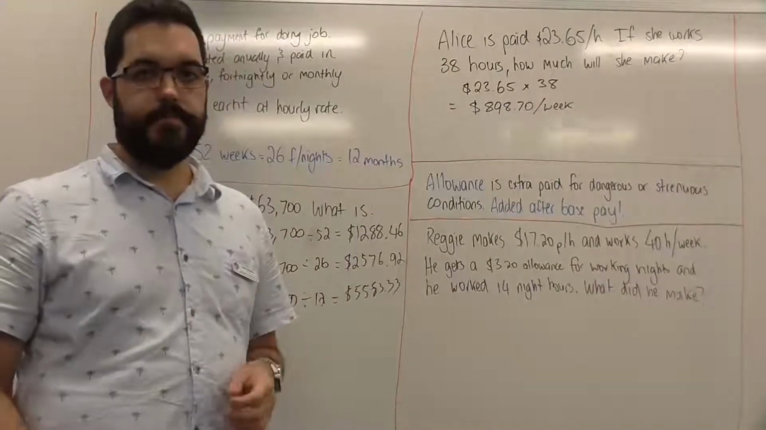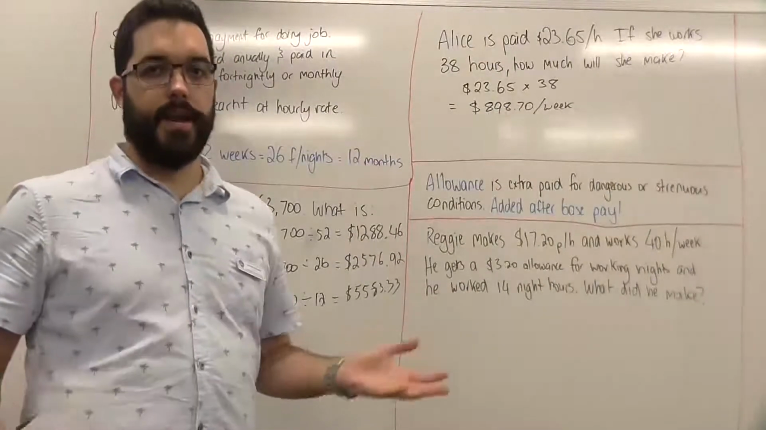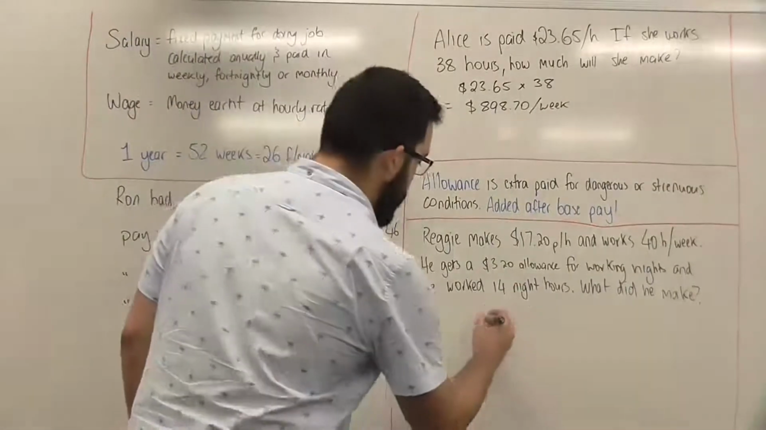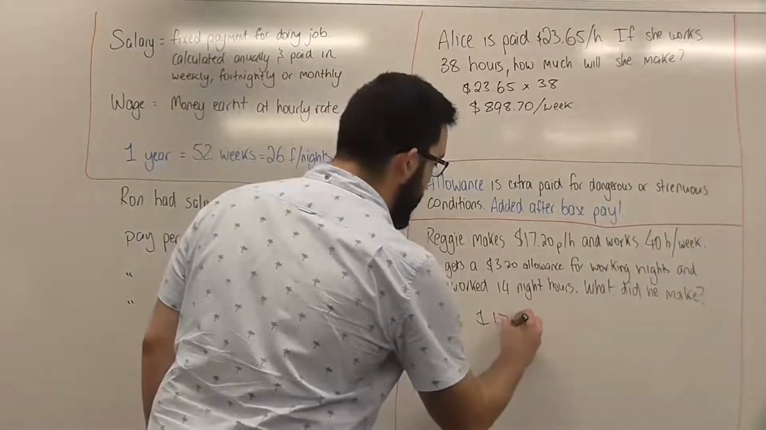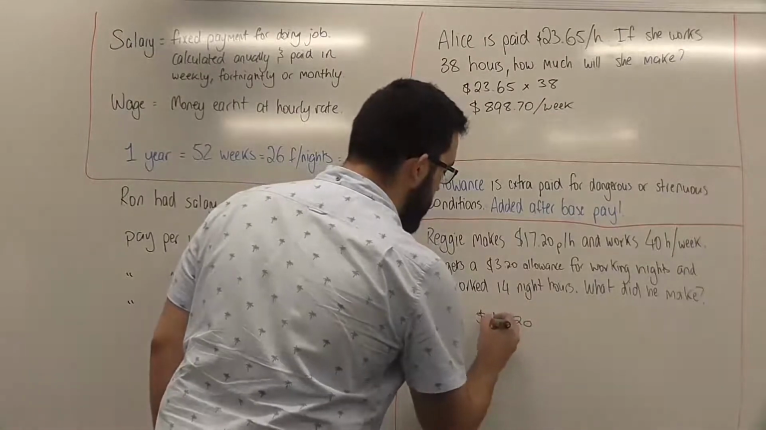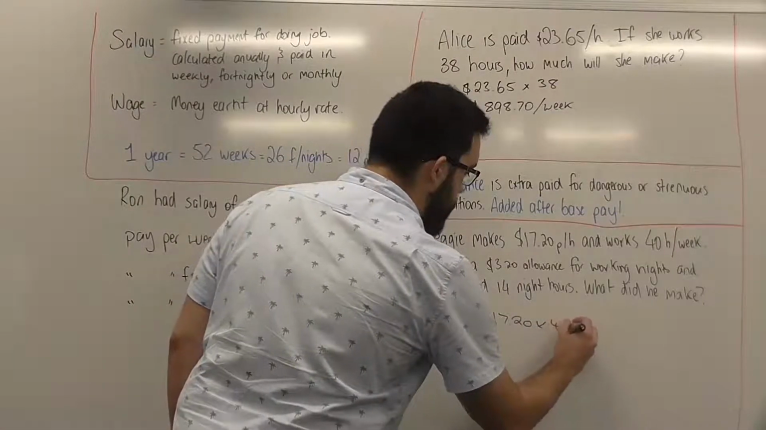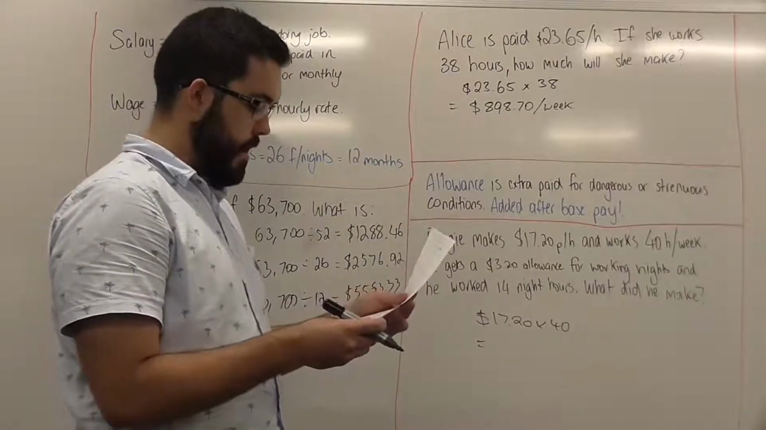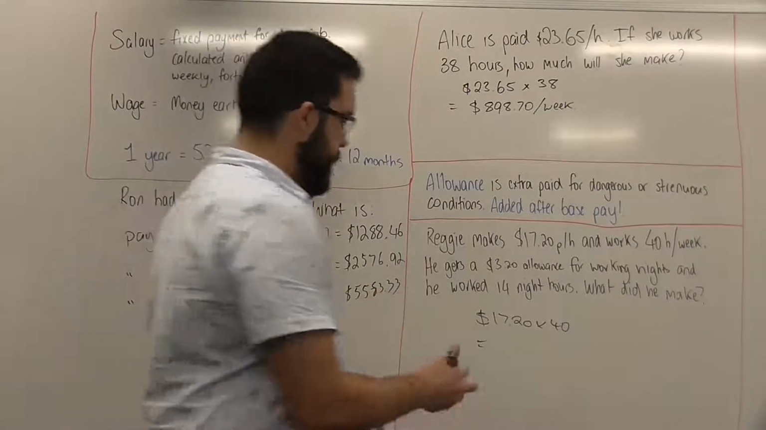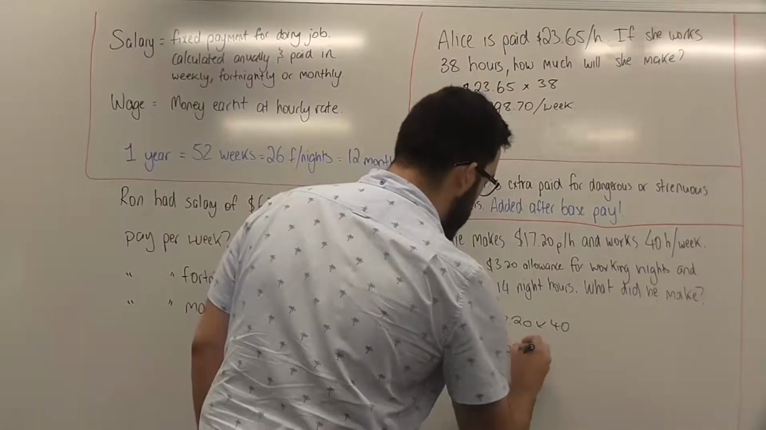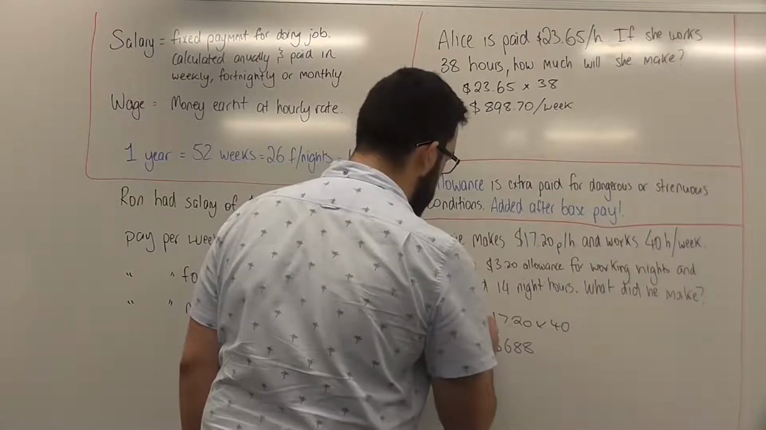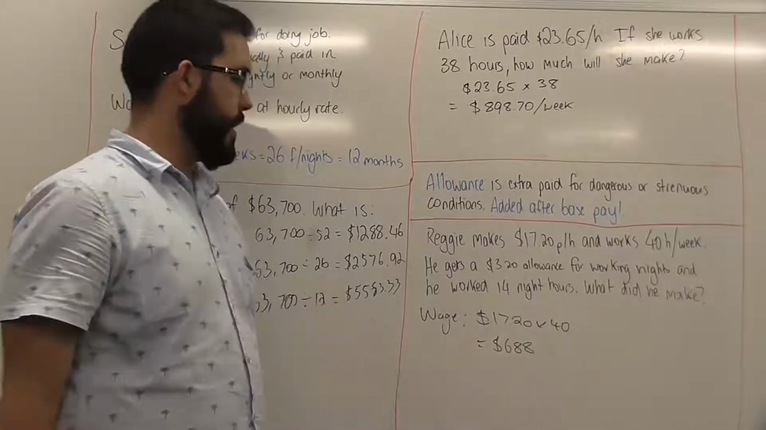What did he make? So the first thing we do is we calculate the wage as normal. We ignore the allowance for now. So his wage was $17.20 per hour, and we're multiplying it by the 40 hours he worked that week. So we had $688. Okay, so this is his wage. That's what he made in the week.